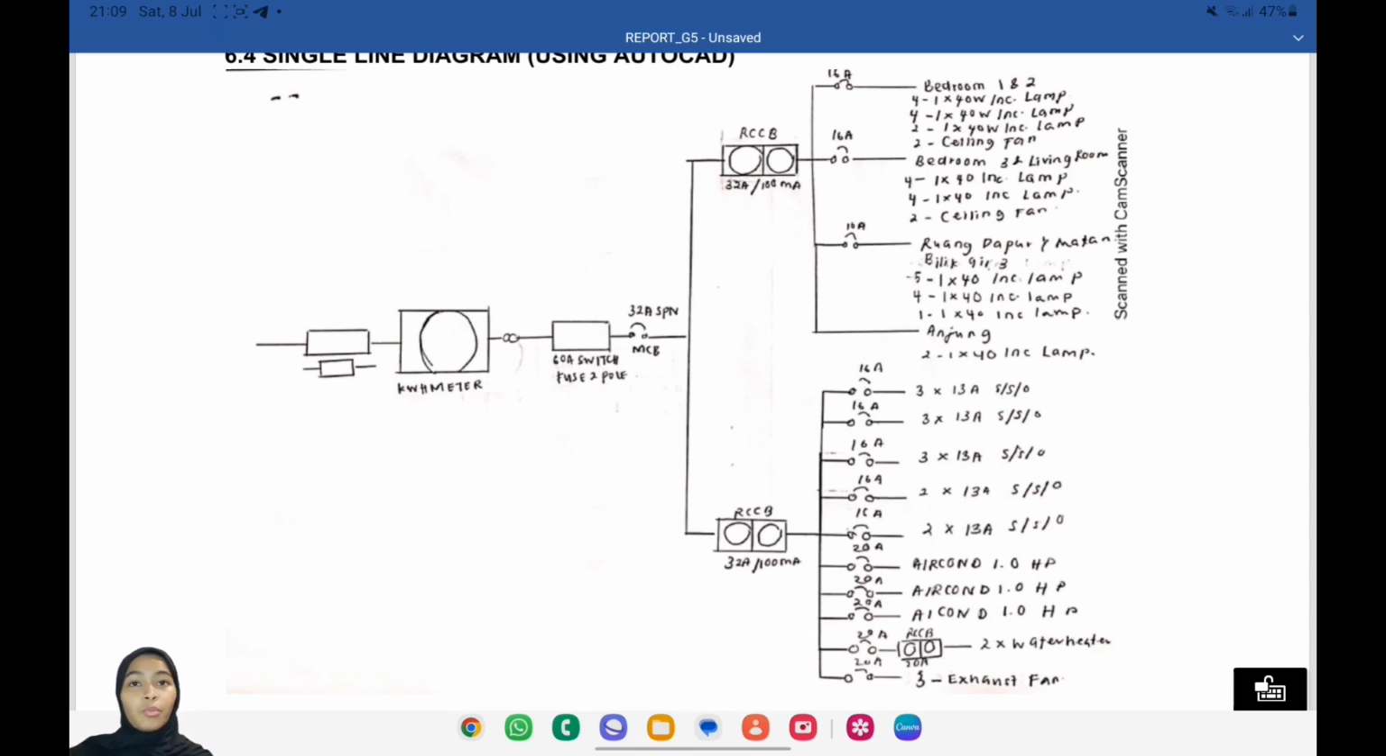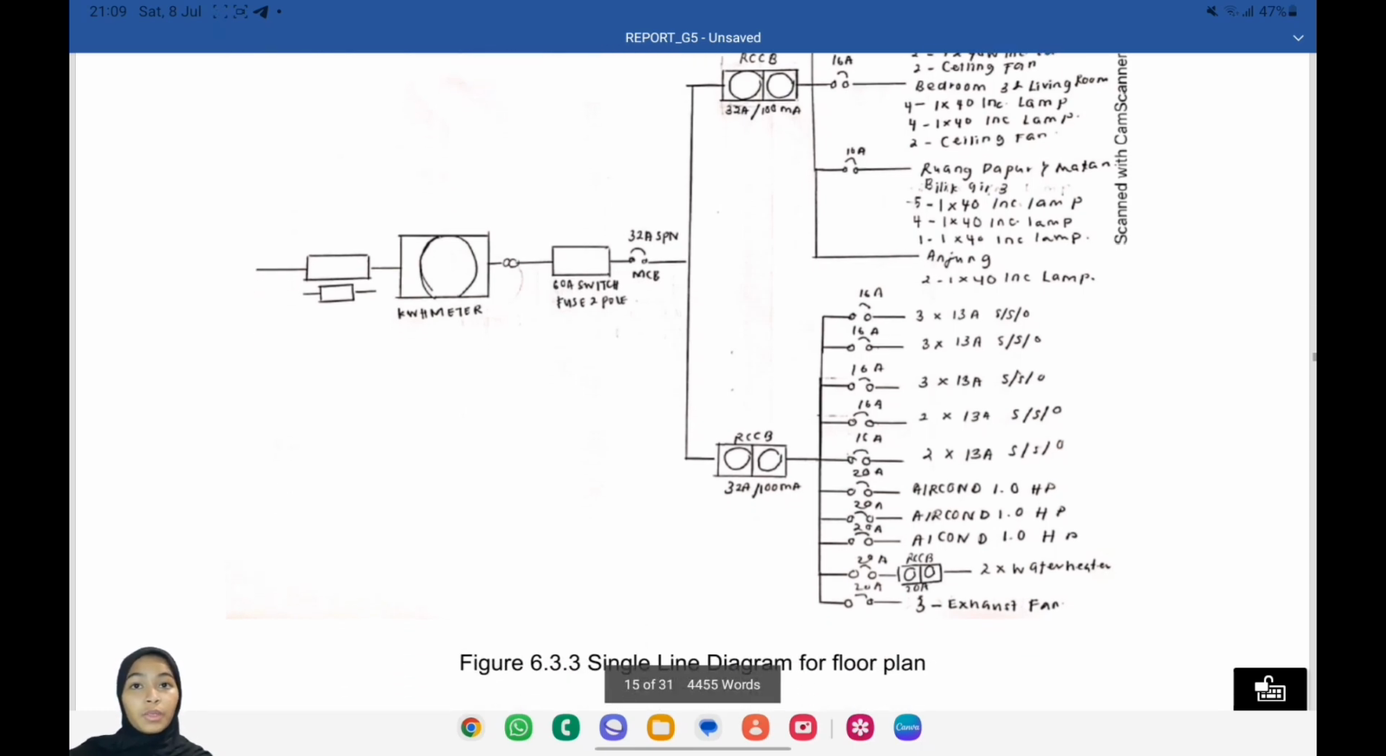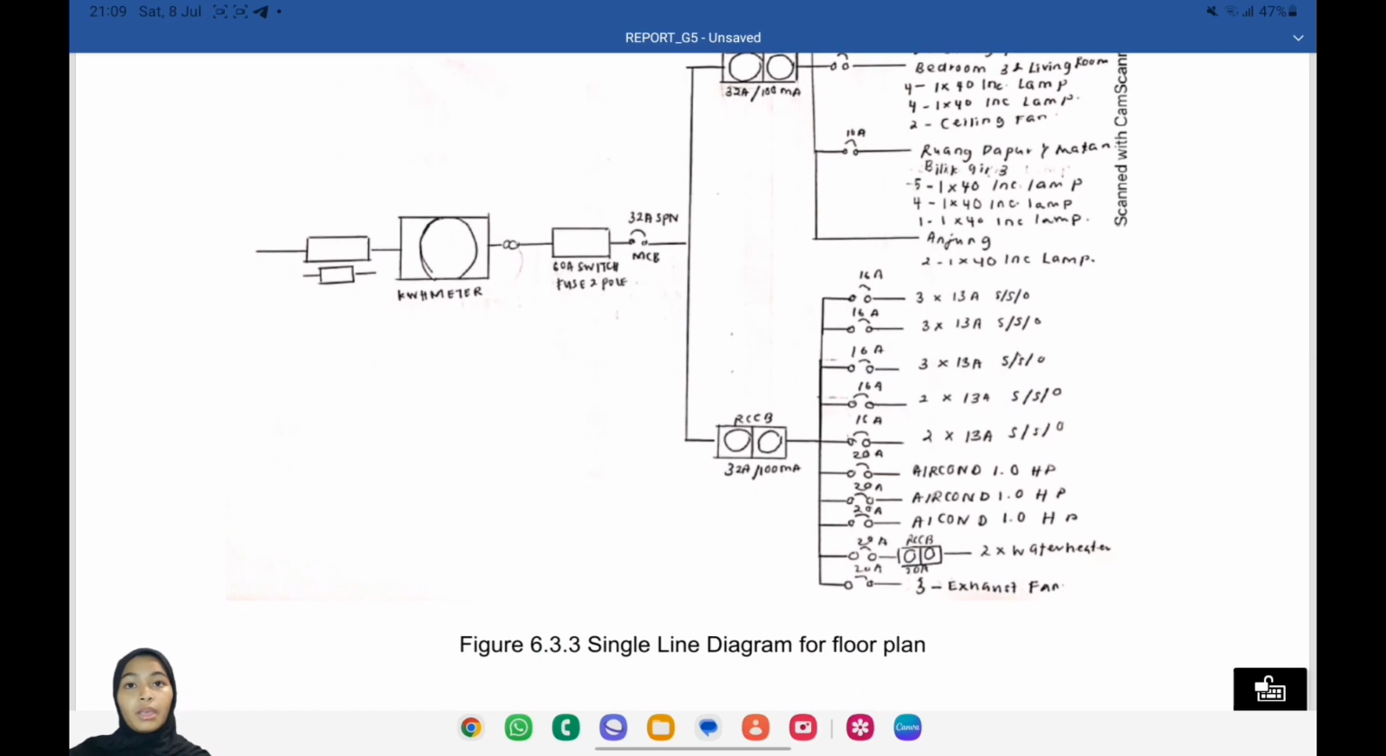And for bedroom 1 and 2 we use 10 indication lamps and 2 ceiling fans. For bedroom 3 and living room we use 8 indication lamps and 2 ceiling fans. And for the dining room and bathroom we use 10 indication lamps, and for the anjung we use 2 indication lamps.